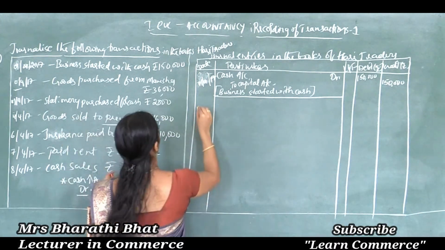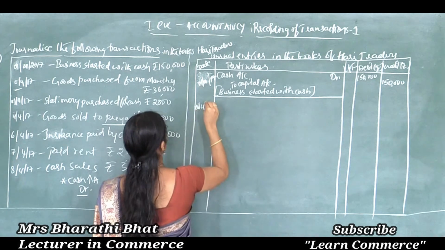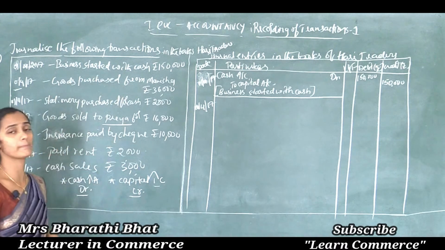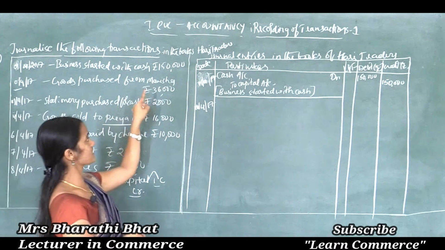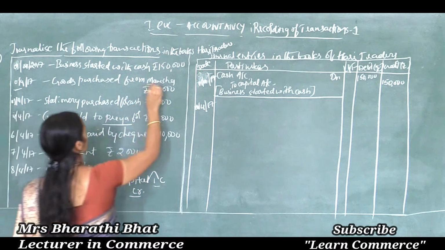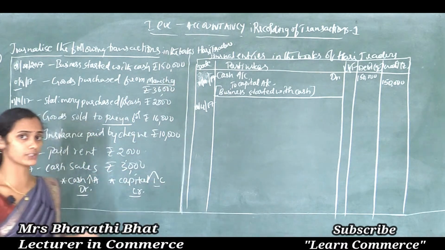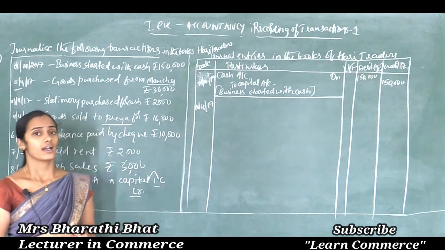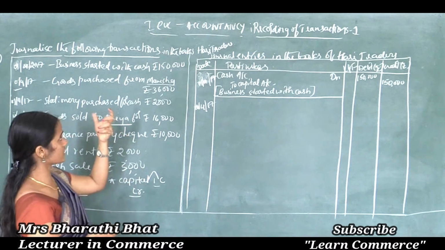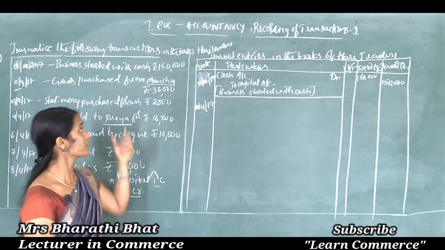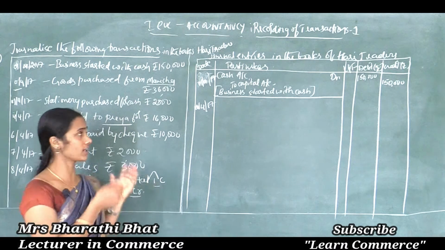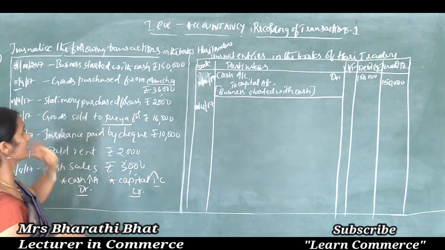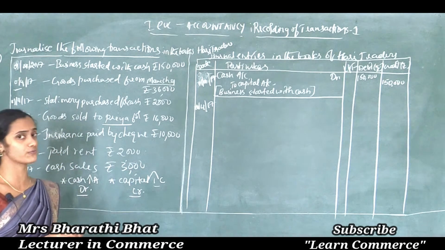And the next, 1/4/17, goods purchased from Manisha for rupees 36,000. I told that when a person name comes in the transaction, then we should consider that transaction as a credit transaction, because we purchase, means the organization Hari Traders purchased goods from Manisha on credit basis. They have not yet paid the amount. 36,000 is due to pay. So 36,000 is considered as a liability for the organization.